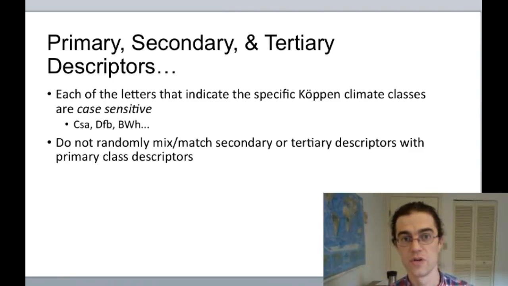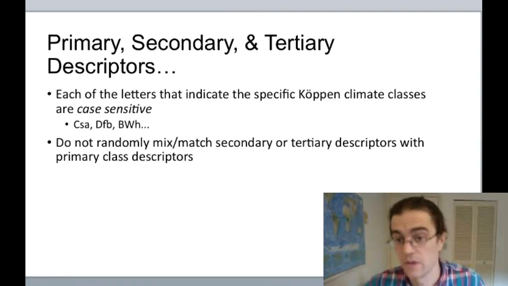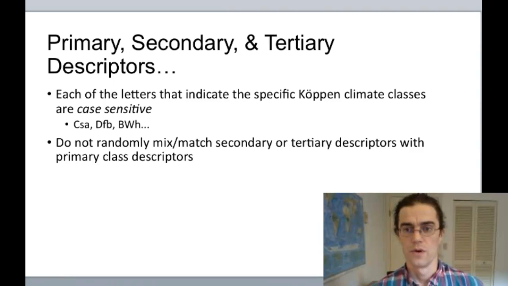So just to encapsulate here: primary, secondary, and tertiary descriptors. Each of the letters that indicate the specific Köppen climate classes are case sensitive. Okay, for instance, uppercase C, lowercase s, a. These are important. Very important. Do not randomly mix and match secondary or tertiary descriptors with primary class descriptors. Okay, we want to be precise here because it means something different if you do it otherwise, right? And we gotta play by the rules.